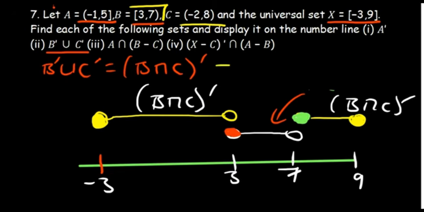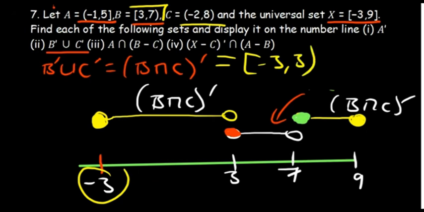So listing it down, what would we say? So the first part is we're moving from -3 to 3, where -3 is part, then 3 is not, union. The other part we are starting from 7 all the way up to 9, where both 7 and 9 are part of the complement. That is the way you get to approach such a question.